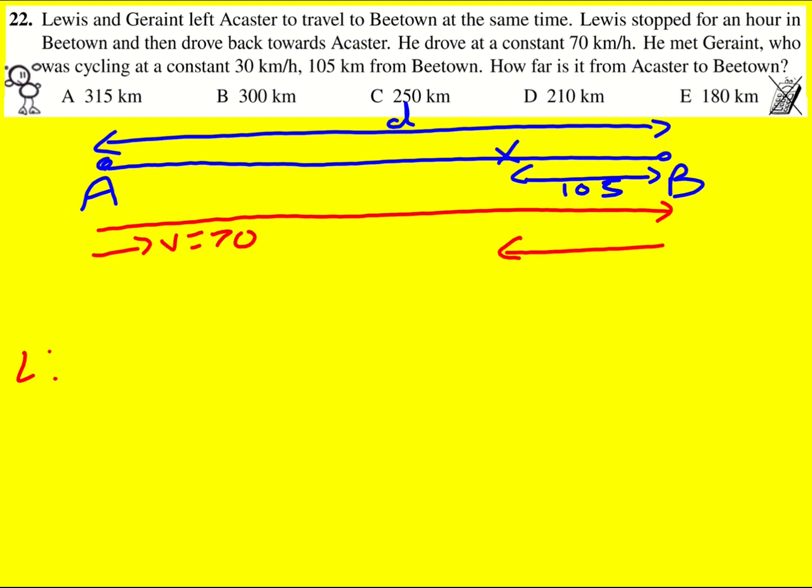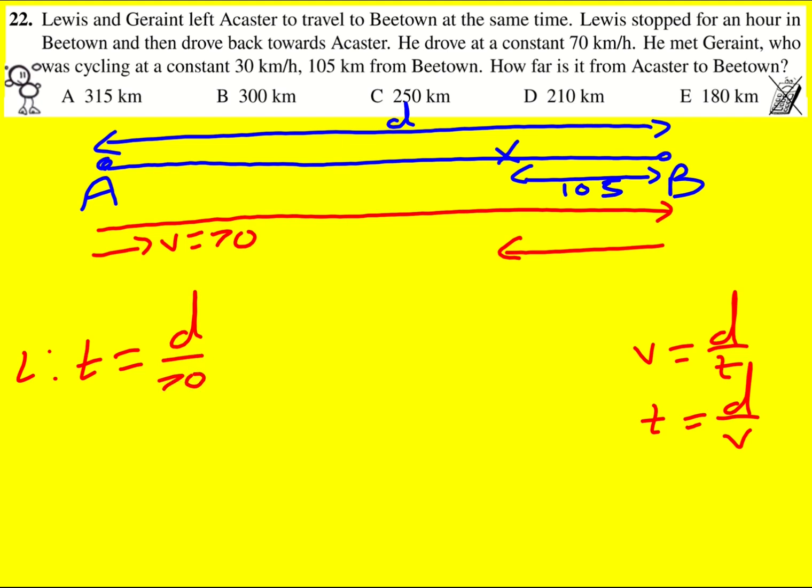If I focus on Lewis's journey, speed is distance over time, so time is distance over speed. Lewis's total time is going to be the distance from Acaster to B Town divided by 70. That's the time it took him to get from A to B. He then waits an hour, so I just need to add that on, and then travels back 105 kilometers at the speed of 70. So that is Lewis's total time for where they meet.